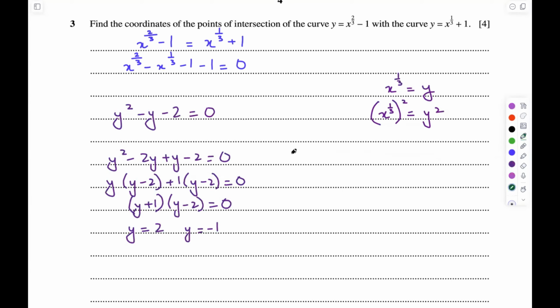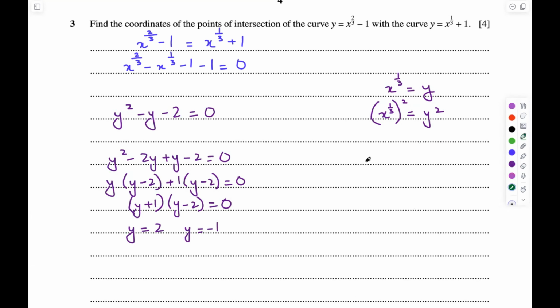So once we have the values of y, we know that y is equal to the cube root of x. So we can write x to the power 1 upon 3 as cube root of x. Okay, one correction: we have the values of y, not the values of x, so we have to find the values of x.